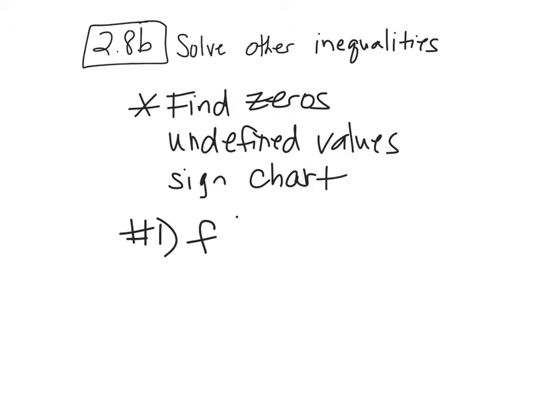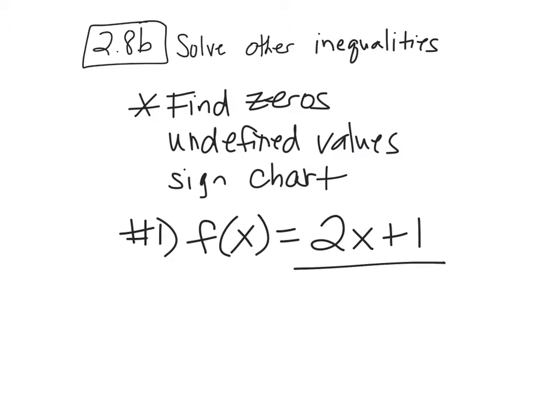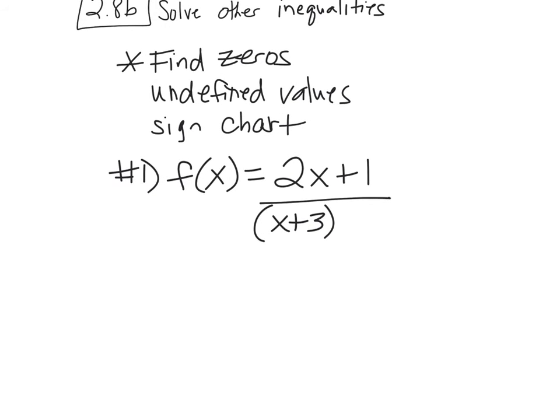F of x is equal to 2x plus 1 over x plus 3 times x minus 1.